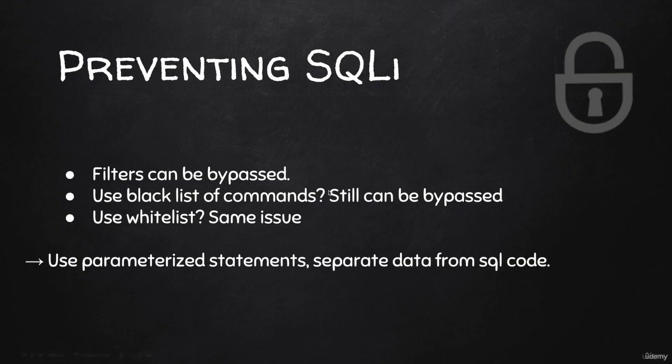Some programmers use a blacklist. So for example, they prevent the use of union, they prevent the use of insert and stuff like that. Again, it's not 100% secure. It can be bypassed. Using a whitelist has exactly the same issues as the blacklist.